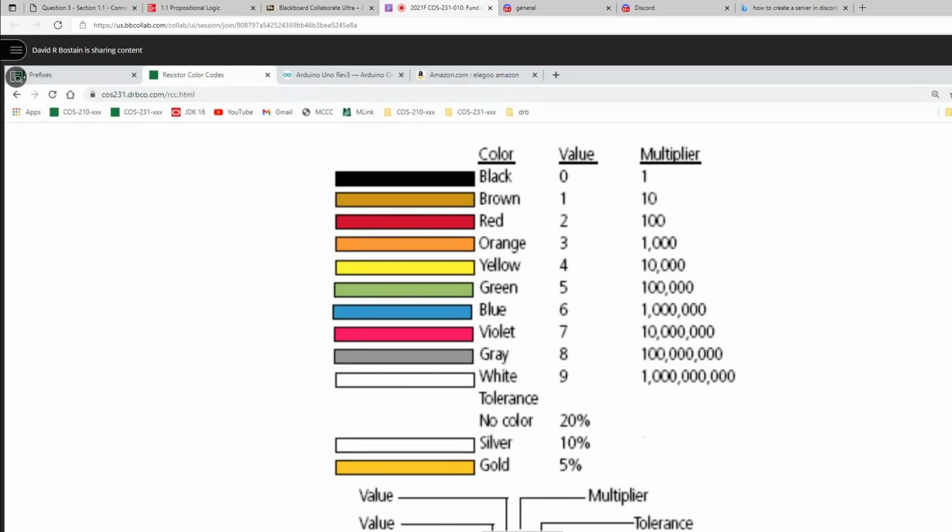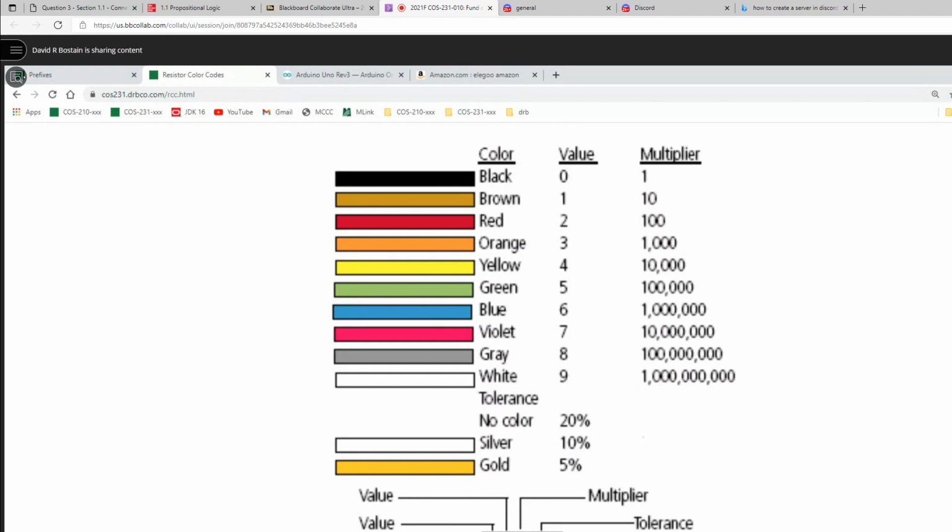Then finally, sitting a little ways away from the other bands, there may be either no band, meaning this resistor could have a value 20% high or 20% low, meaning it could be as low as 80 ohms, as high as 120 ohms. Or if we have a silver band, it could be 10% high, meaning it could be 110 or it could be 90 ohms. Or a gold band, meaning it could be 105 or 95. And there's other colors, but these are the ones you would encounter. So that's the way you would read a resistor.